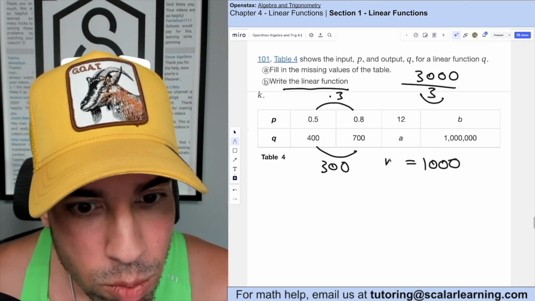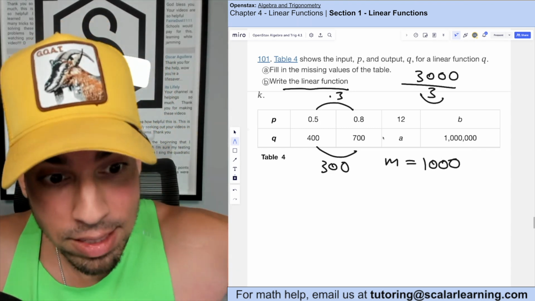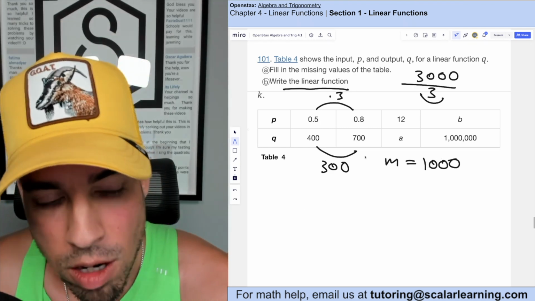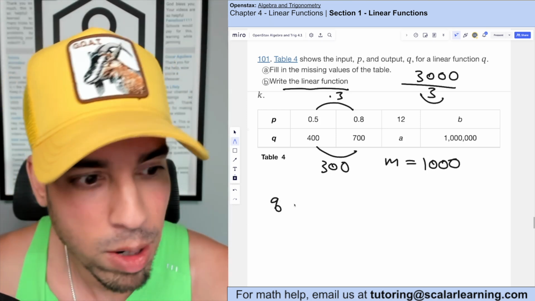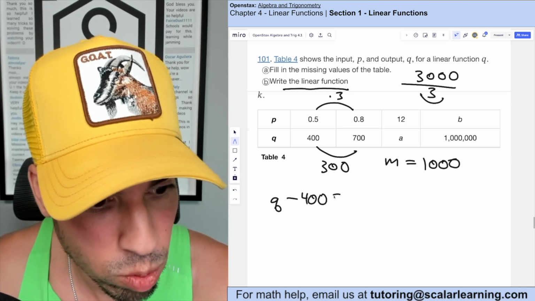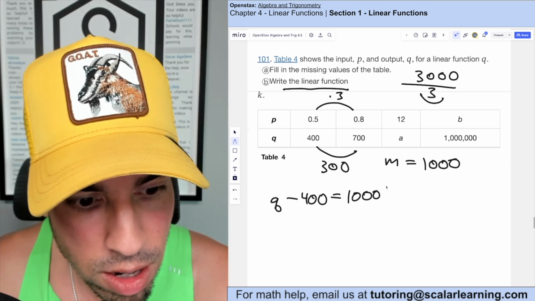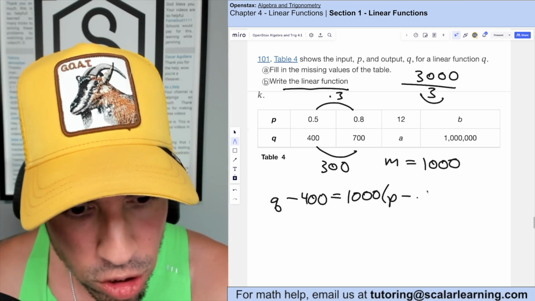And now we can try and figure out the equation for this, and then we can use that to get our values for a and b. So now I can come up with the equation in point slope format. So I can say q, which is really like my y here, minus the corresponding y value, which is 400, equals my nice slope of 1,000 times p minus that corresponding p value, which is 0.5.